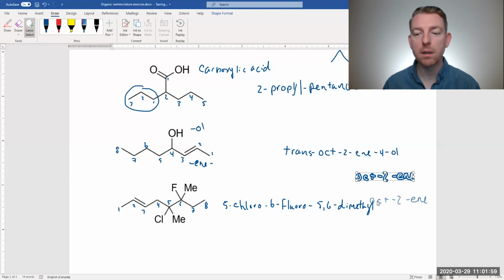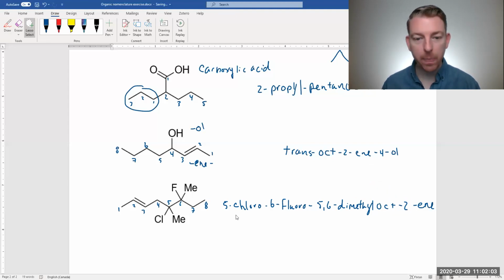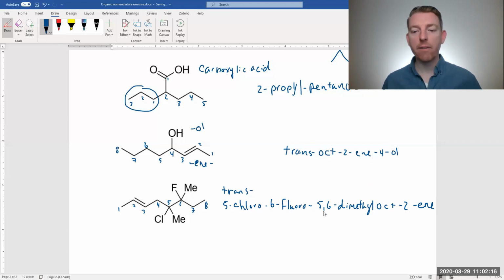2-octene, or oct-2-ene. Okay, and we still haven't identified whether this is cis or trans. The heavier groups are on opposite sides to each other, so the whole thing is a trans-5-chloro-6-fluoro-5,6-dimethyl oct-2-ene. Okay, and I think that gets us to the end of the exercise.